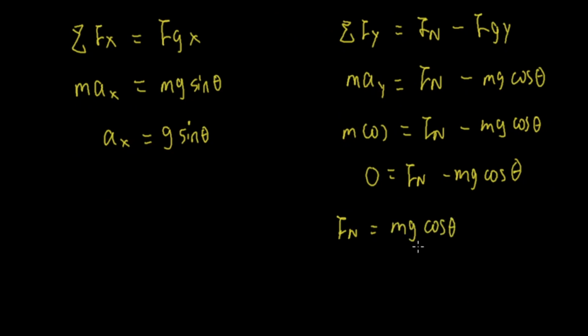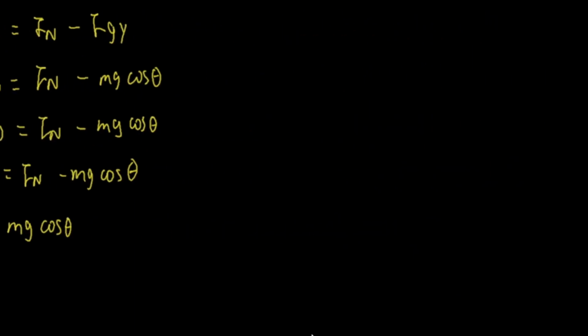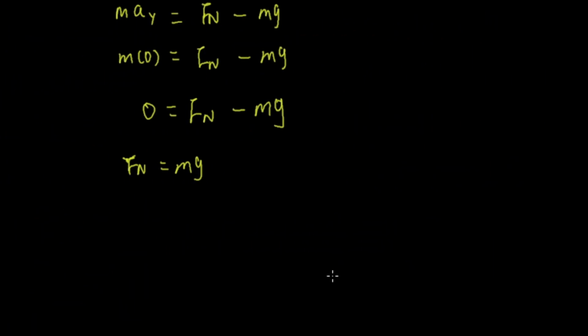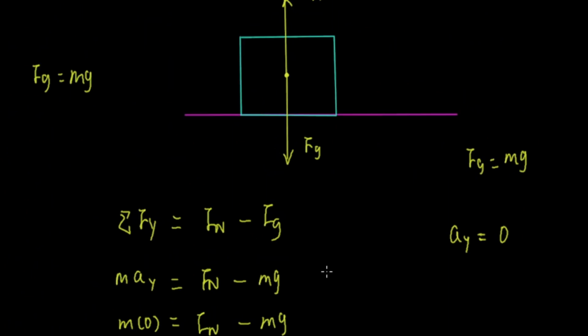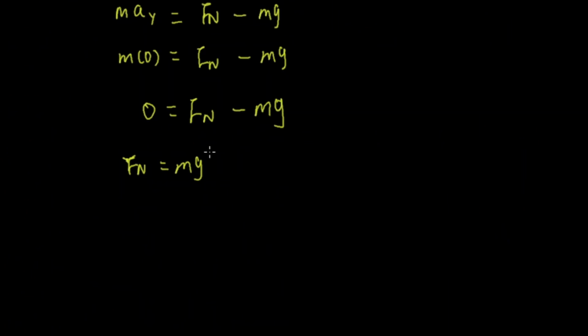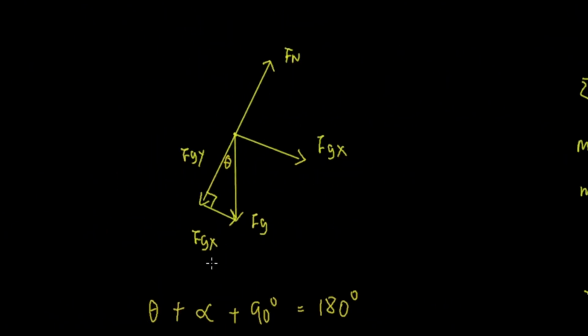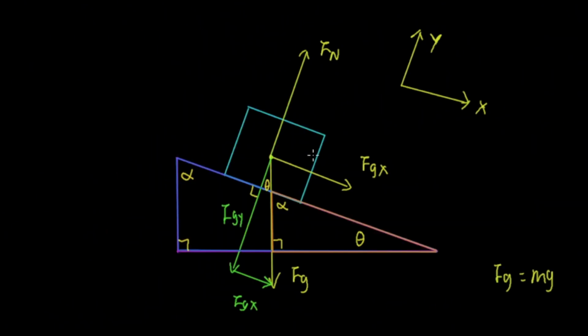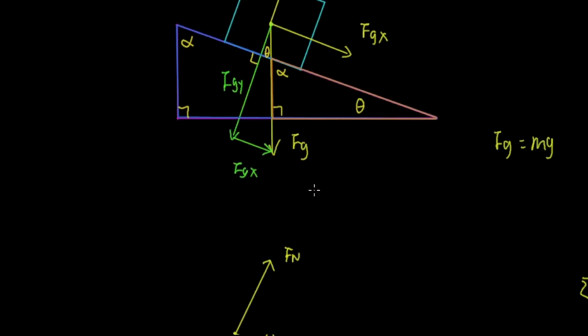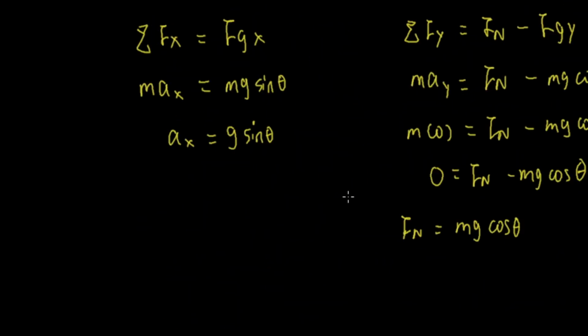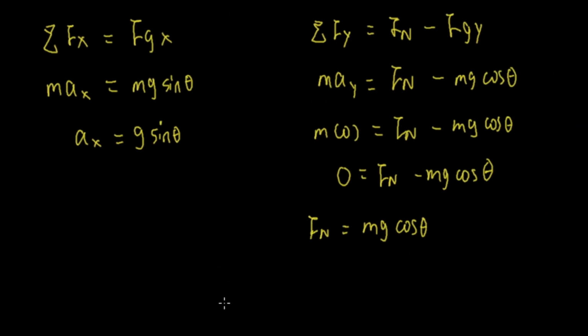Now notice that the normal force acting on an object on a flat surface is equal to mg. But the normal force acting on an object that's sitting on a surface inclined at an angle is mg cosine theta. So that's the difference for the normal force.